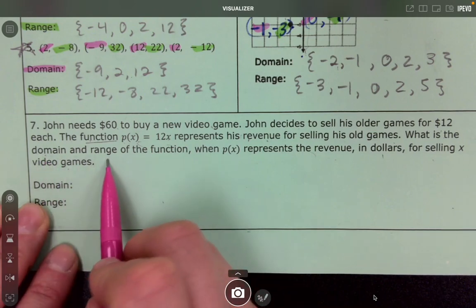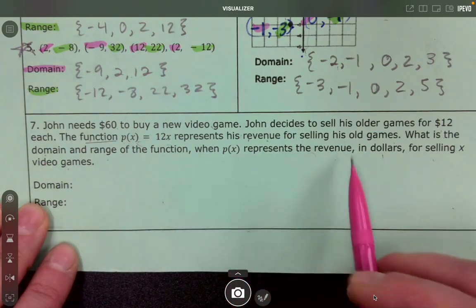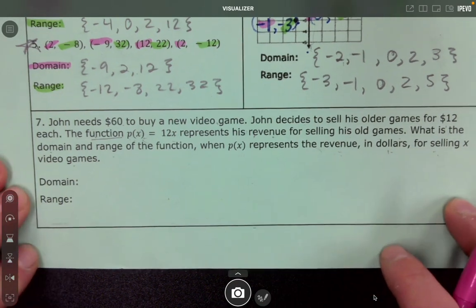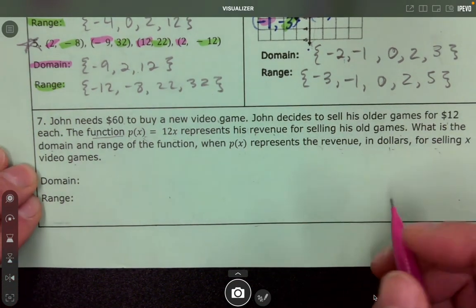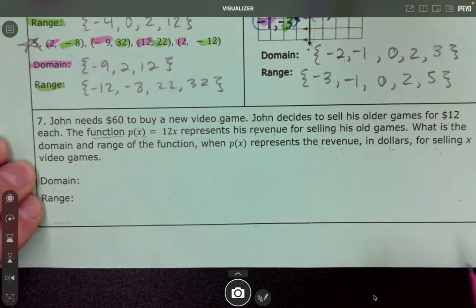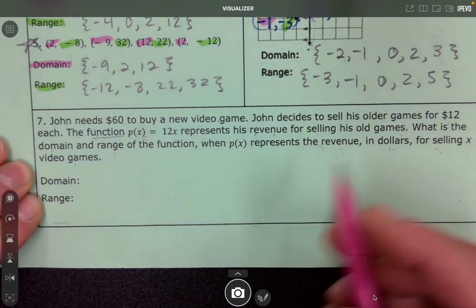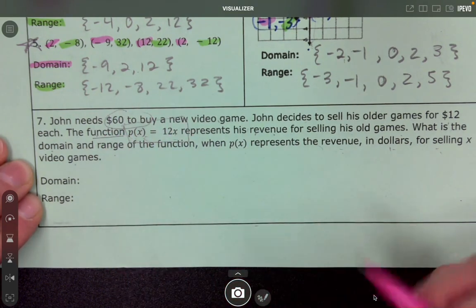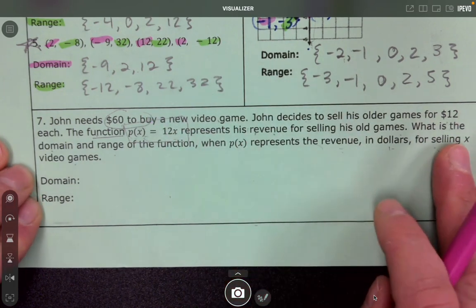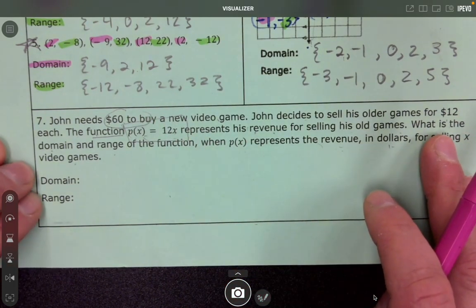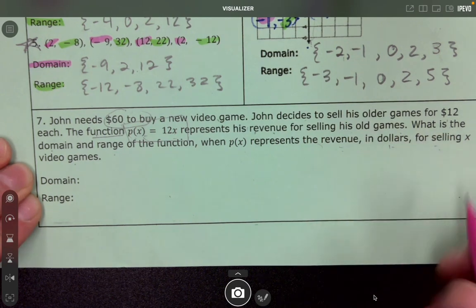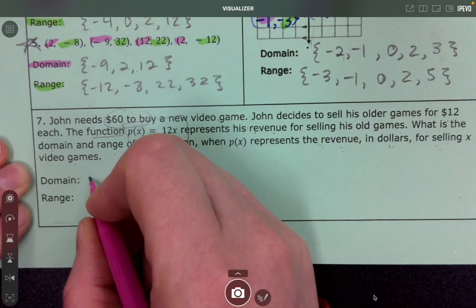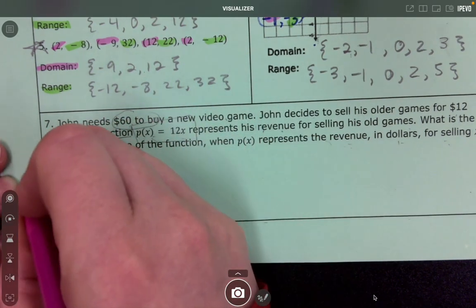What is the domain and range of the function when P of x represents the revenue in dollars for selling x video games? Okay, so one thing I want to do right now before I even start thinking about domain and range is kind of go through some of these numbers. And this $60, if we're supposed to be analyzing this function, we don't even need that $60. It's setting it up, it's kind of giving us some information about the problem, but it's not necessary. They're telling us our x is going to be video games. So our domain is going to be our number of video games. So I want to make that a little note over here.